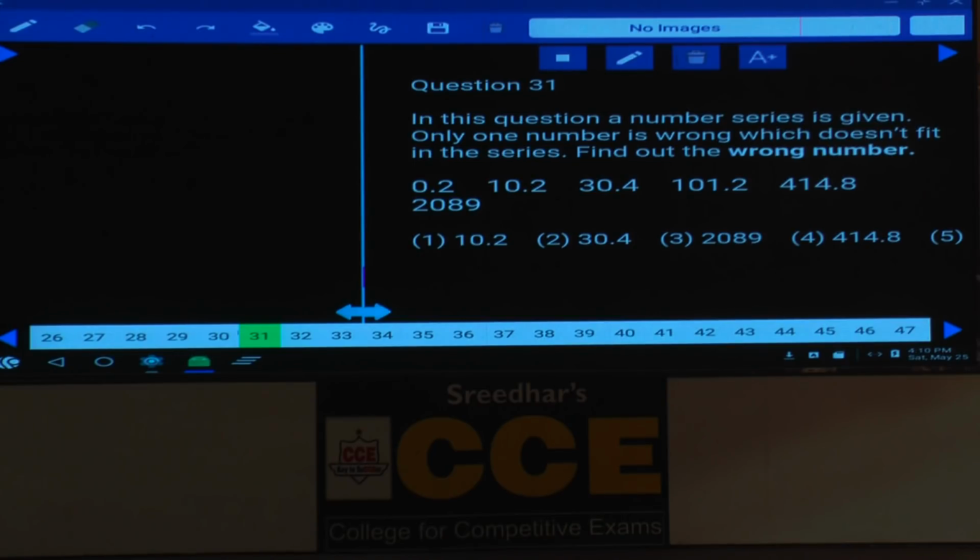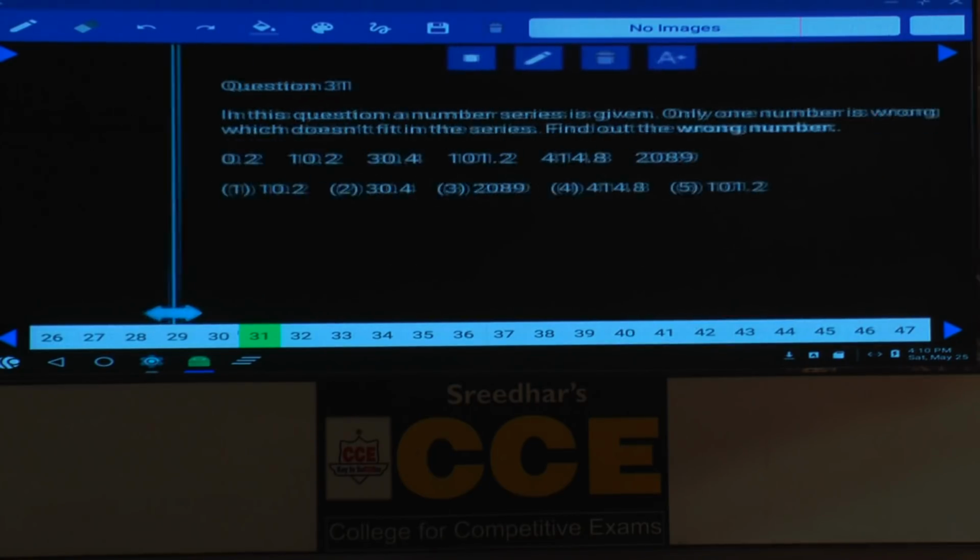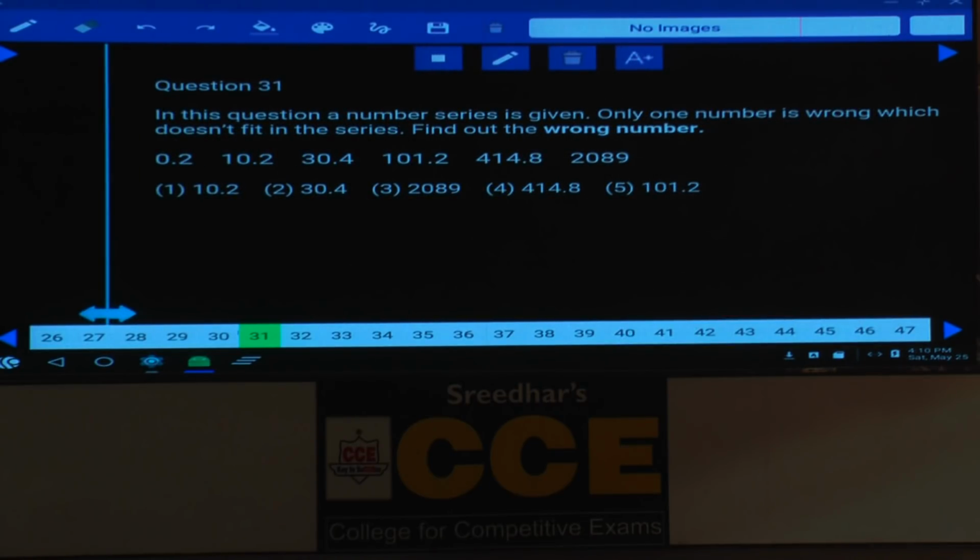Then as it comes under combination, what is the relation between these two, 414.8 and 2089? 414 into 5: 400 into 5 is 2000, 14 into 5 is 70, so it's 2070. And 0.8 into 5 is another 4, so 2074. And what is left over? 2089 minus 2074 is 15.